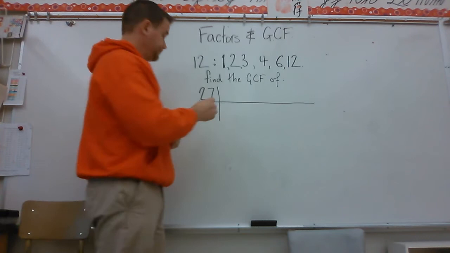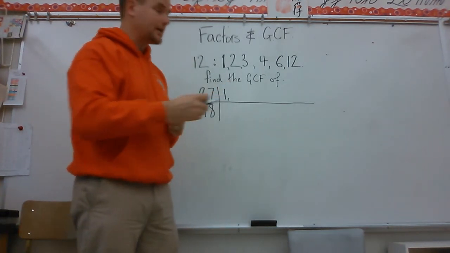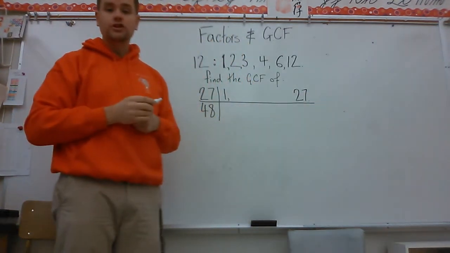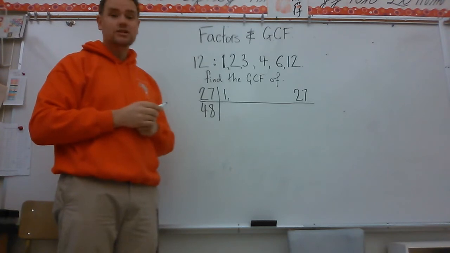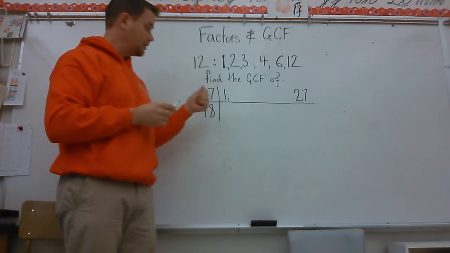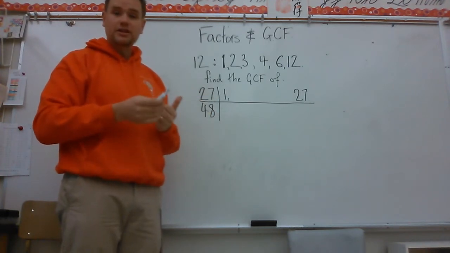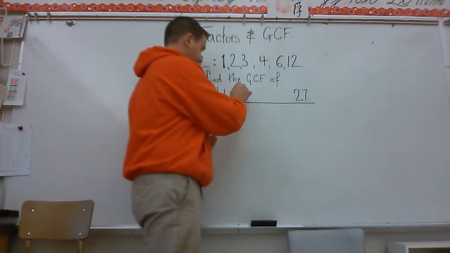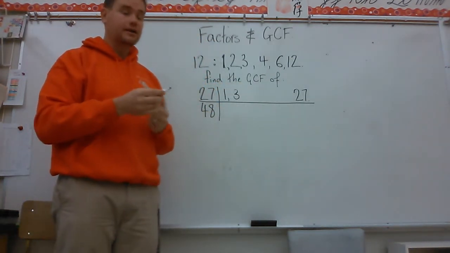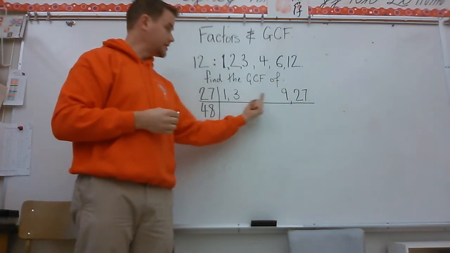We'll start with 1. We know that 1 times 27 is 27. We'll do 2 next. 27 is not even, so 2 is not a factor. We'll do 3 next. The digital root of 27 is 2 plus 7 is 9. And if the digital root is 9, it means 3 is a factor. And it turns out 3 times 9 is 27. So we put the 9 on the other end.